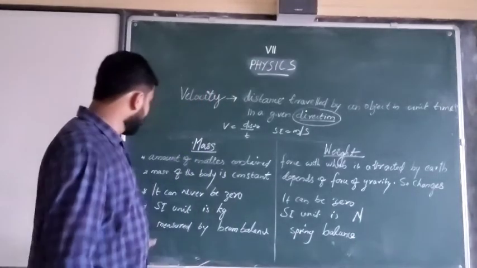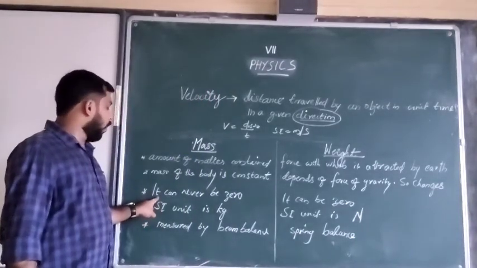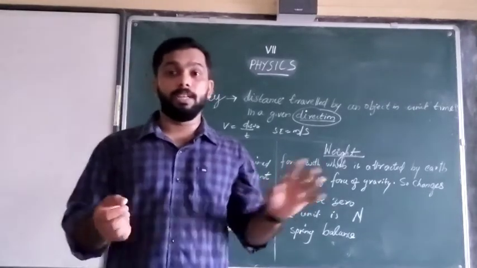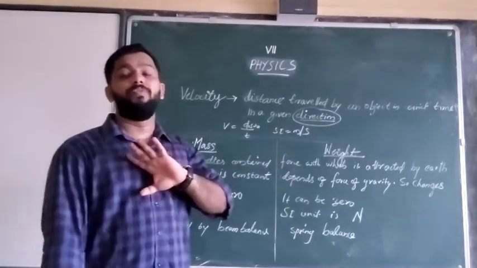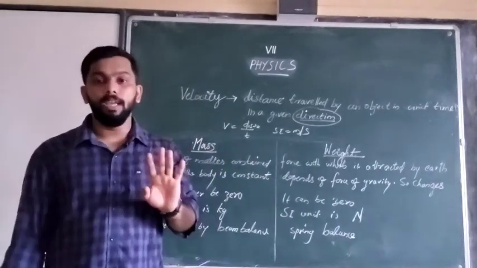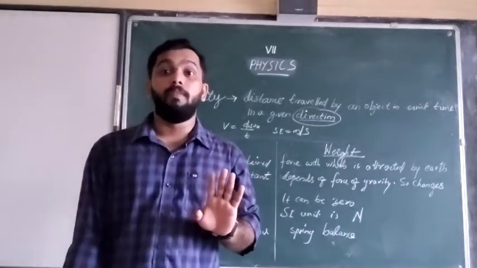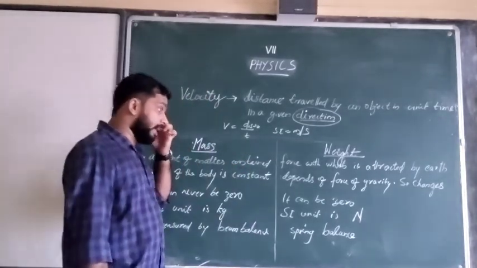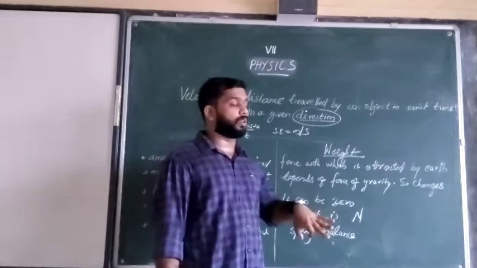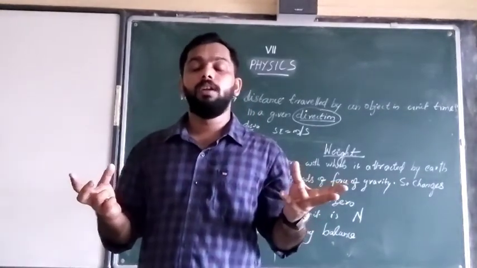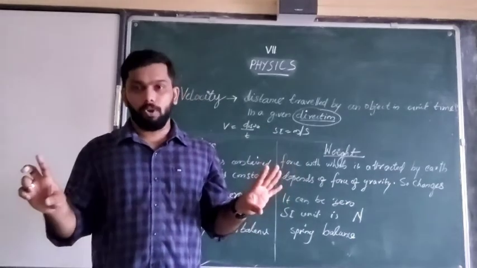Then, next one, the mass of an object can never be zero. As I said, it's a constant quantity. It will never be zero. Either one or more than one molecule will be there for every object. And the weight of the body can be zero. Suppose the gravitational force is zero, at that time what will happen? The weight of the body will be zero.